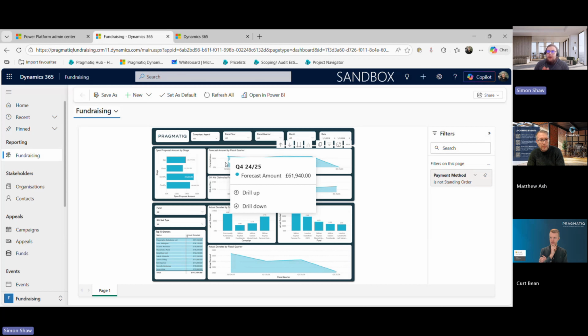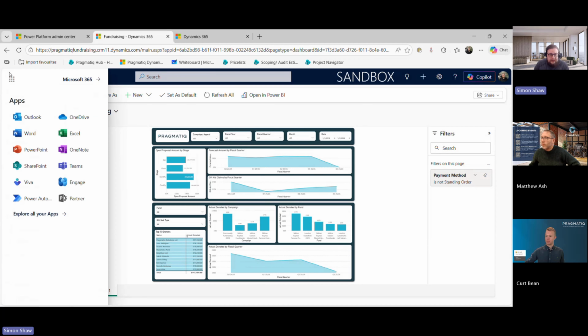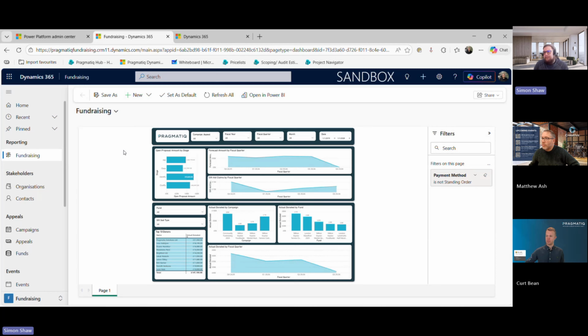So just to give you a bit of background, the fundraising accelerator that we have at Pragmatiq is built on Dynamics 365, which is Microsoft's cloud-based CRM platform. As a software as a service, or SaaS-based solution, it gives charities a secure, scalable foundation that fits naturally alongside the rest of your Microsoft tools. If I look at the top left-hand corner, I can see the rest of the Microsoft applications that I would be accessing online.